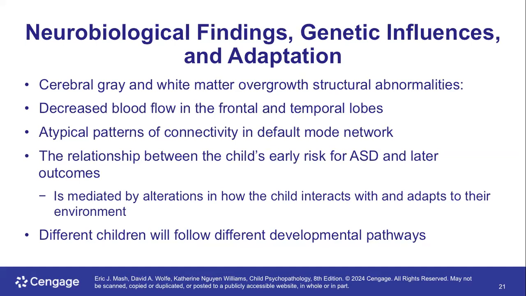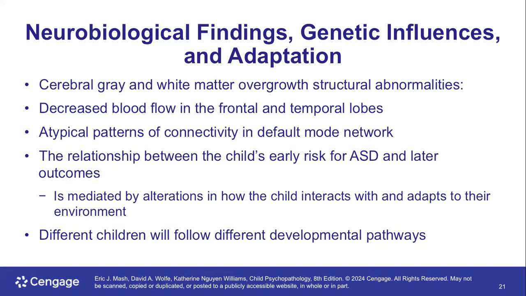Now, other genetic or biological factors, we see cerebral gray and white matter overgrowth. That is an excessive amount of structural abnormalities. We see decreased blood flow to the frontal lobe, which is for executive functioning, and the temporal lobe, which is for emotion-based processing and auditory linguistic processing. We also see there are other risk factors.